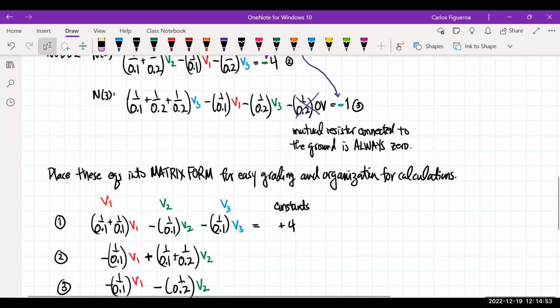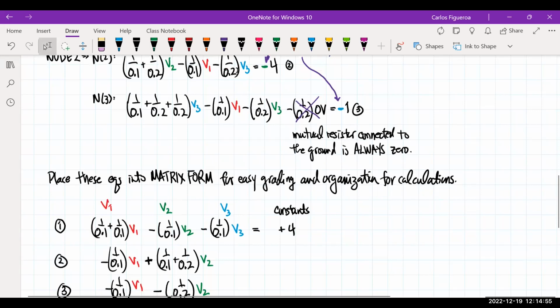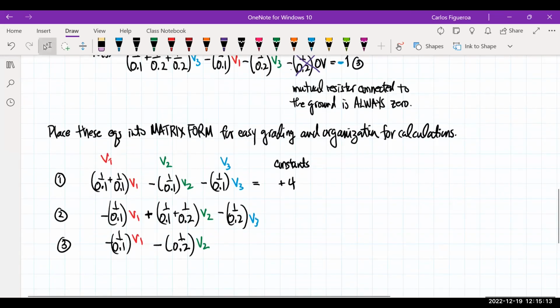Now let's look at the V3s. If I look at the V3s, you can see that that's my V3 right there. So I'm going to get minus 0.2, and this will be V3. And if I look at the next one here, I have all those terms there. So I'm going to get 0.2, and you can see that has a plus sign, and this is V3 right here.